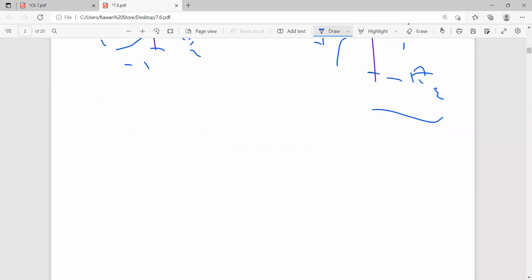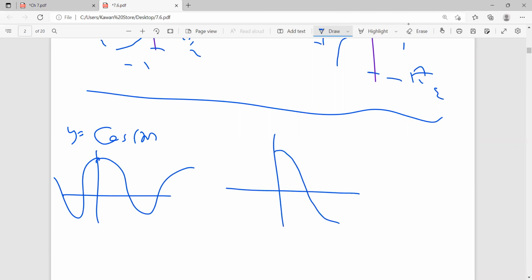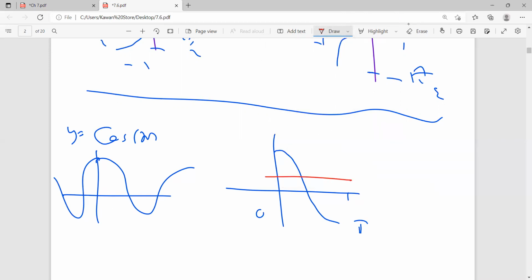So for the second example, cosine of x. You know the cosine is like that. Am I right? Understood? So I'm going to restrict it from here to there. Why do we restrict here? Because here from 0 to pi it is one-to-one. The same reason, right? By the horizontal line test.